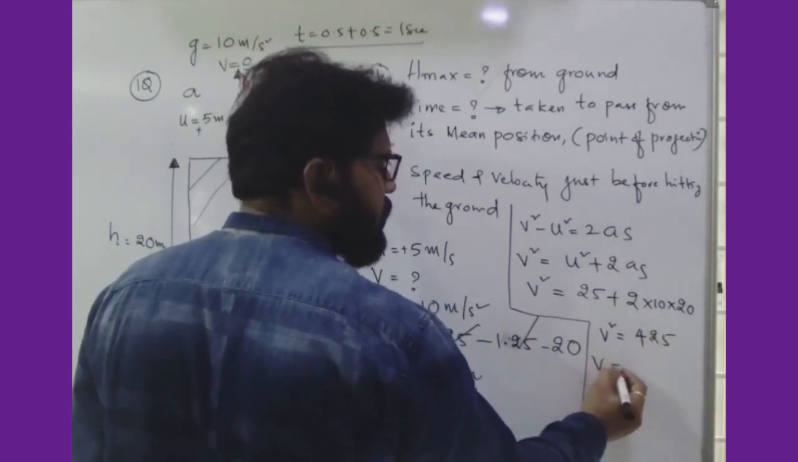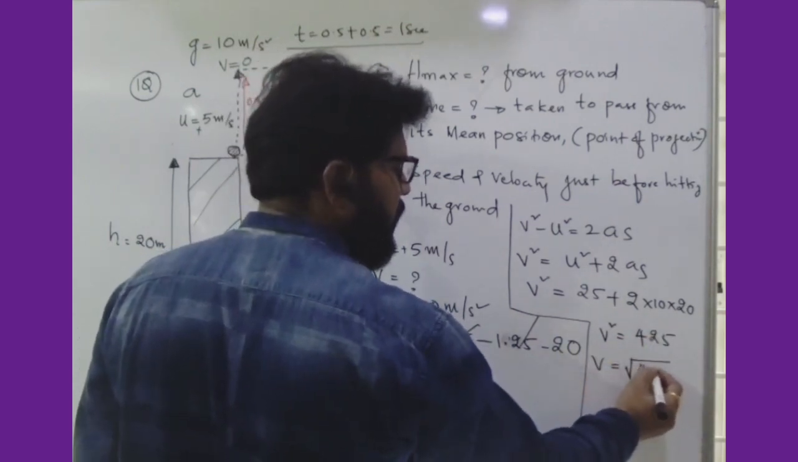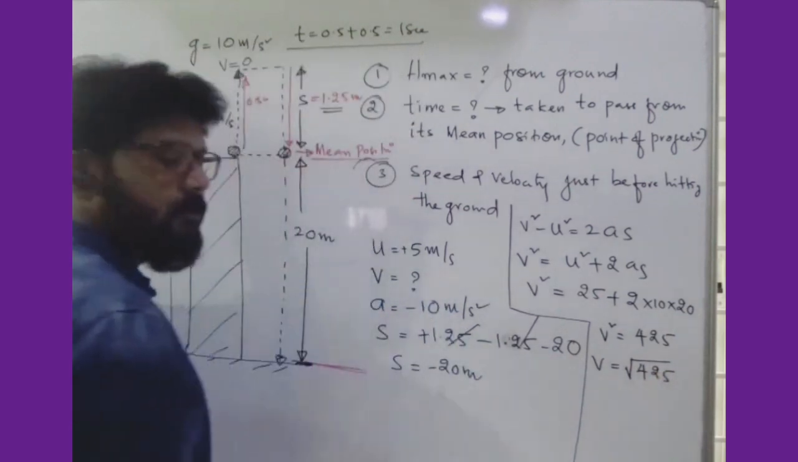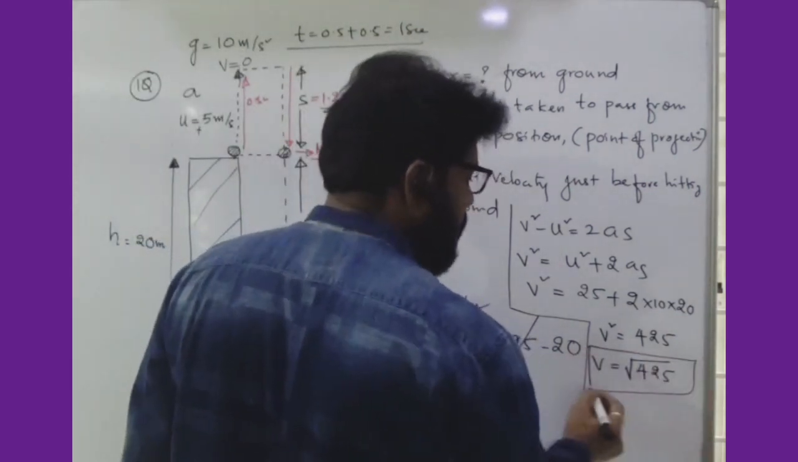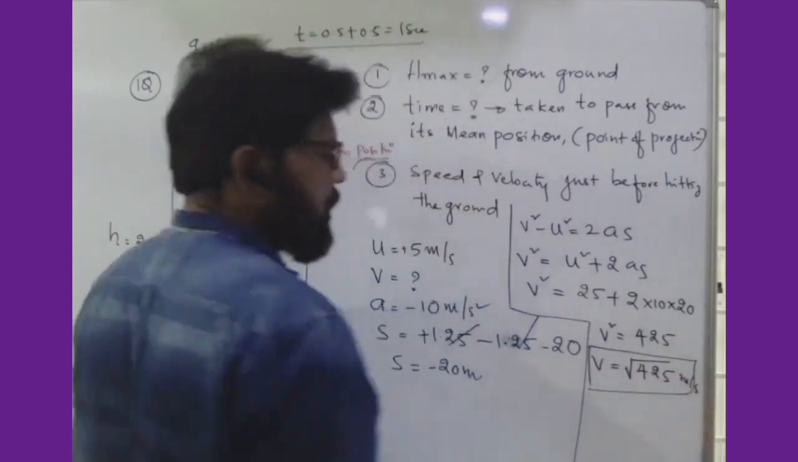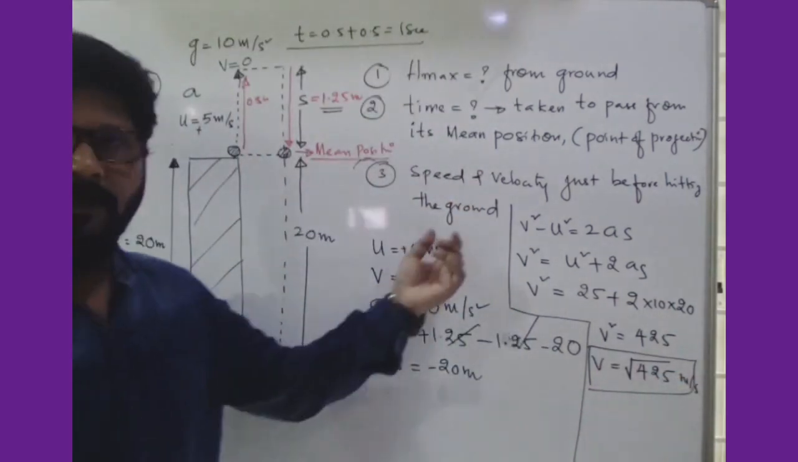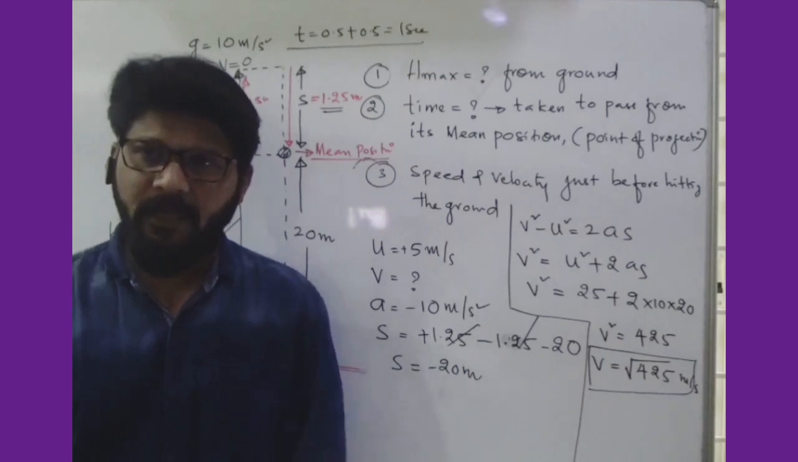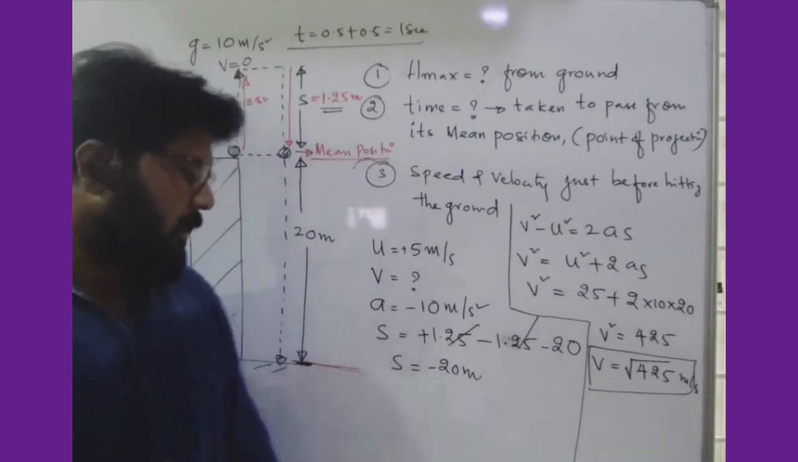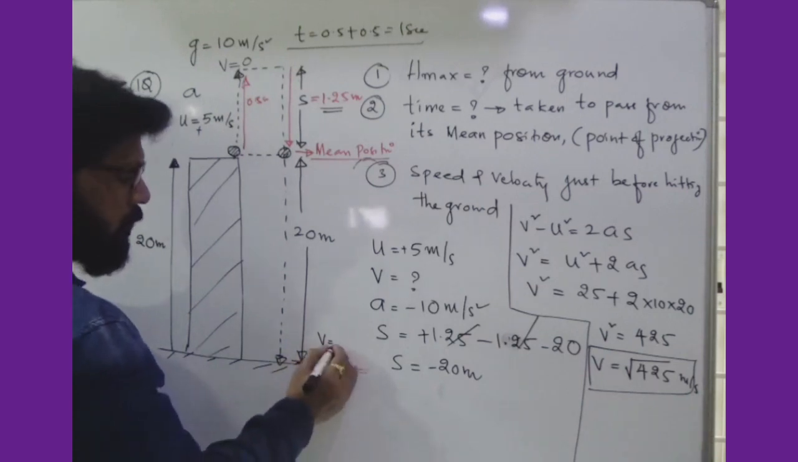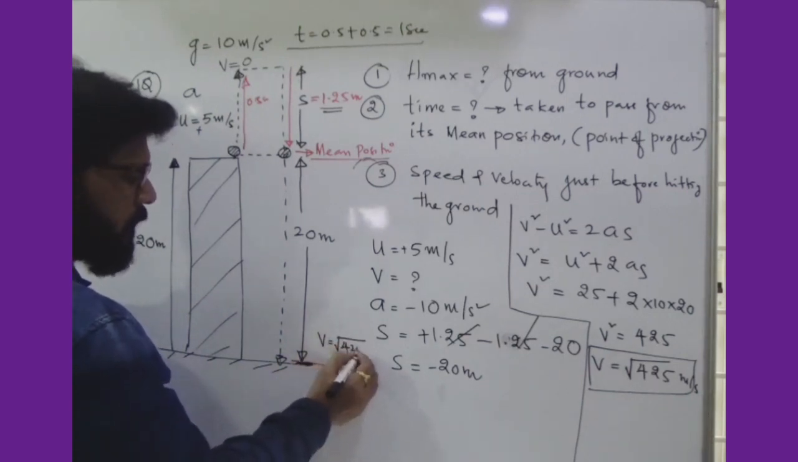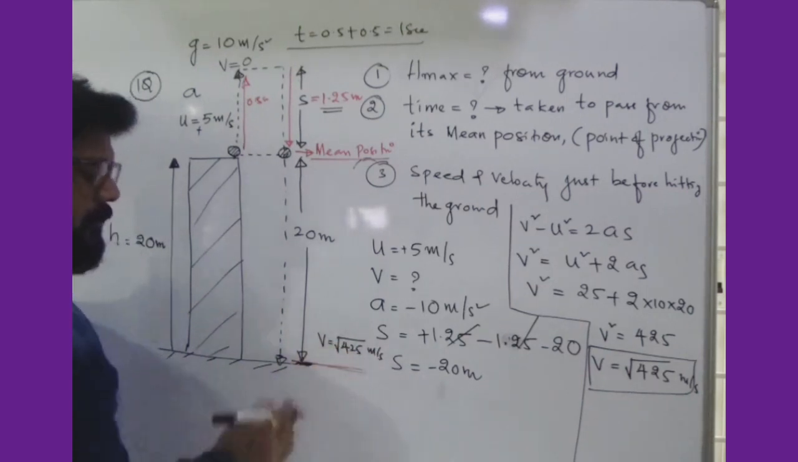V is equal to the square root of 425. This is nothing but a speed. So what is the velocity then? Velocity means you give the direction. When it is touching, V is equal to root 425 meter per second. This is only speed.